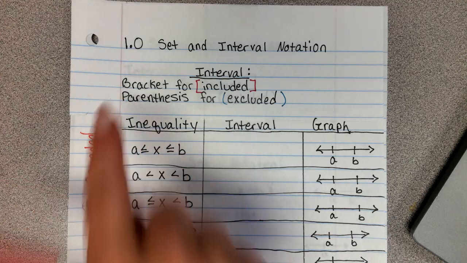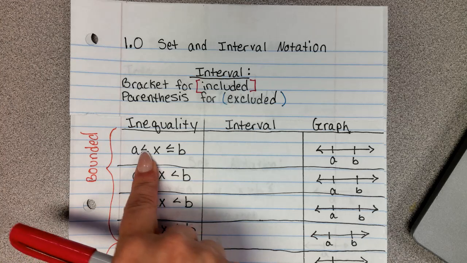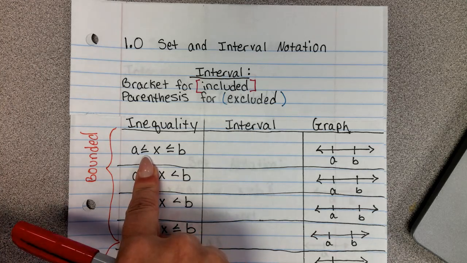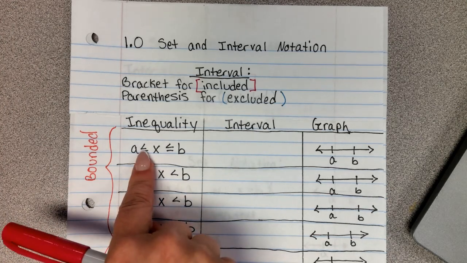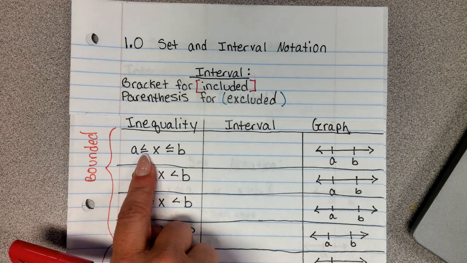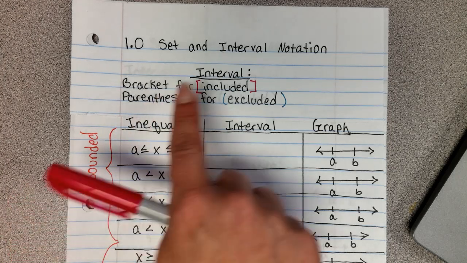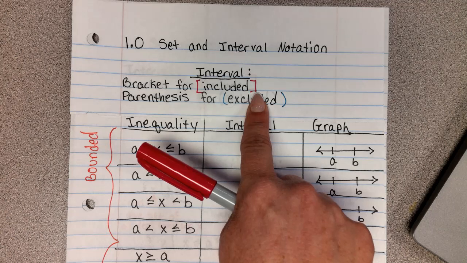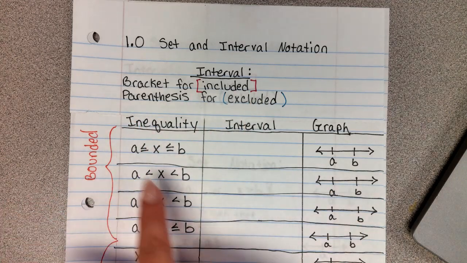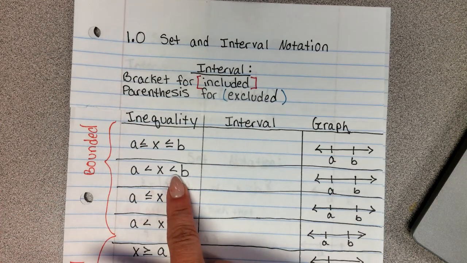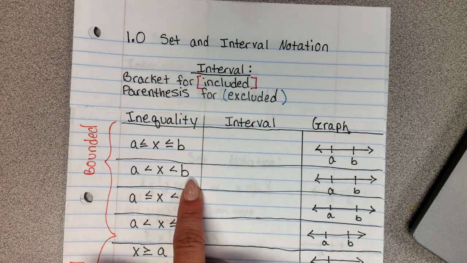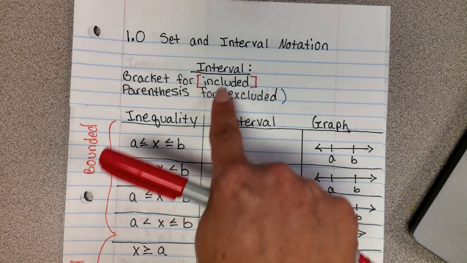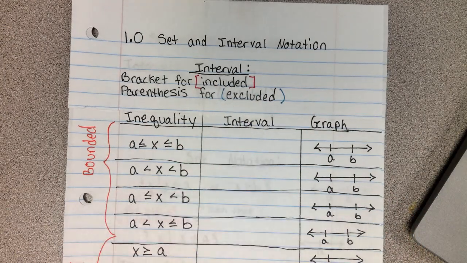Now for inequalities, if something is included, we usually put an underline underneath the sign. So this would be less than or equal to, right? For interval notation, we use brackets for that. They look like little boxes. And if there's no underline, just less than, meaning that B value would not be included in the interval, it'd be up to B and then stop. We use parentheses for that.